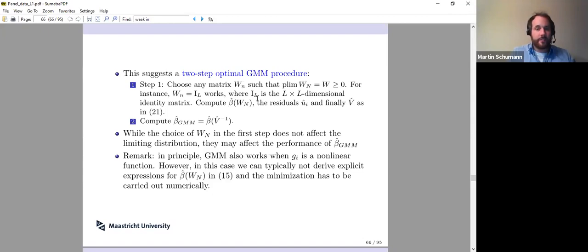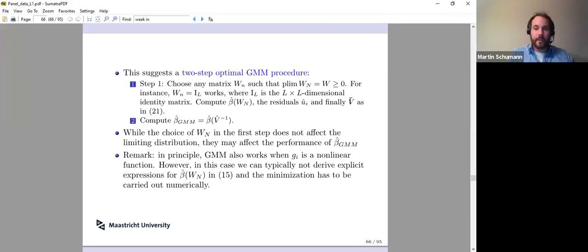For instance, an easy choice is that you simply use the identity matrix. Easy. Now, using this initial weight matrix, you compute the GMM estimator. And with this GMM estimator, you compute the residuals. And with the residuals, you compute the estimator for the optimal weight matrix V hat. And once you have the optimal weight matrix V hat, you simply compute the GMM estimator using the estimate of the optimal weight matrix.